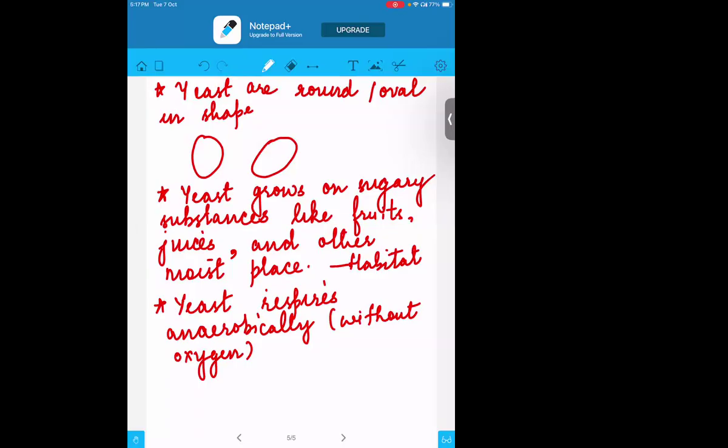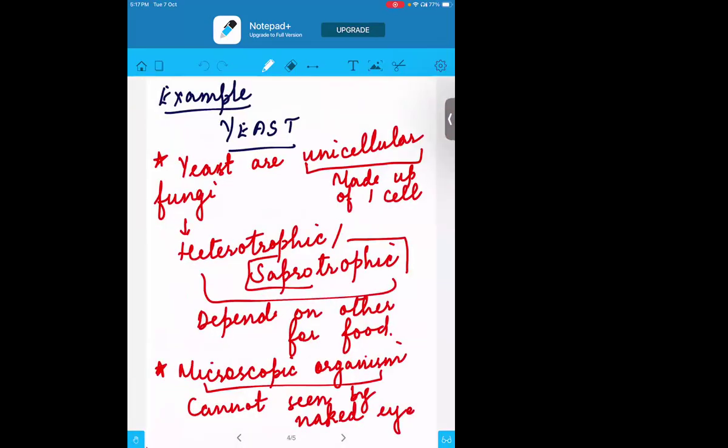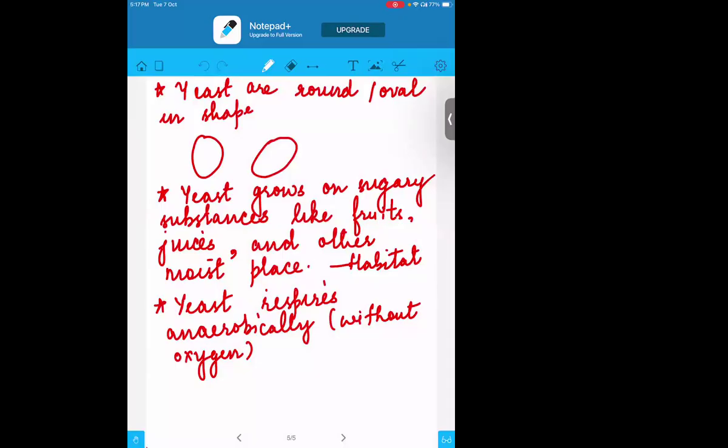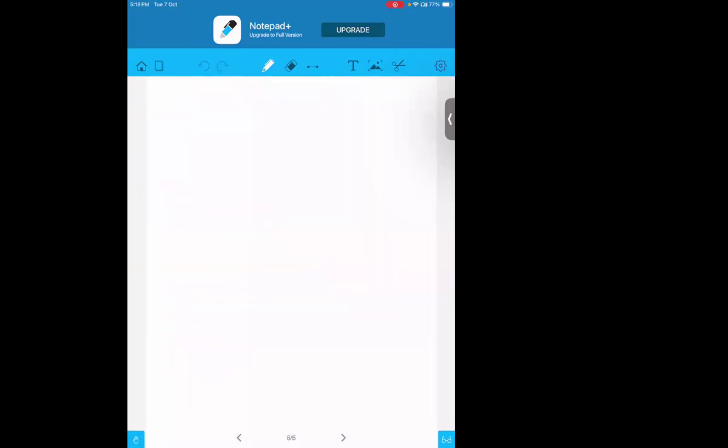So these are some of the characteristics of yeast. Yeast are fungus. They are made up of one cell. They cannot be seen by normal eyes; we have to use a microscope. They are round or oval in shape. They grow on sugary substances. They respire anaerobically.